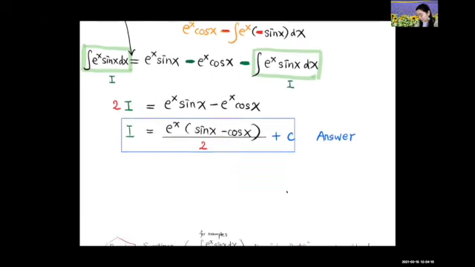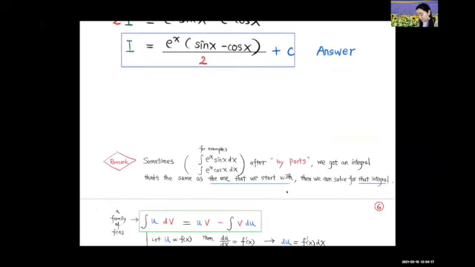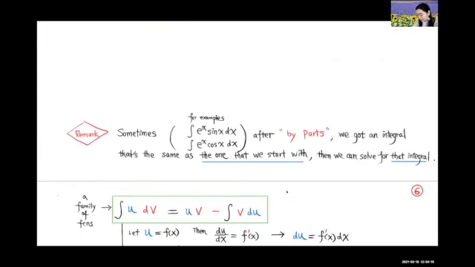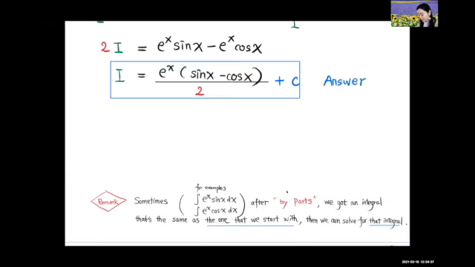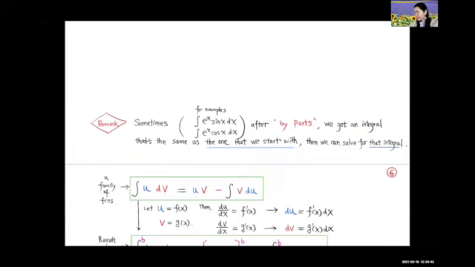Now, if you take a look down here, I actually have a remark for you. Sometimes when you integrate e to the x times sine x or times cosine x, after integration by parts twice, we get an integral that is the same as the one that we started with. Then we can solve for that integral, just like what we have done here. Got it? Question?